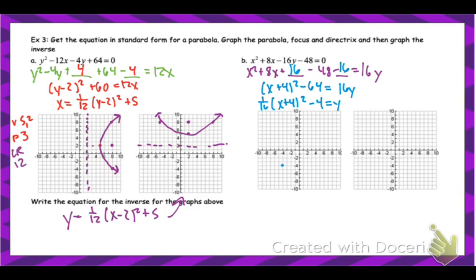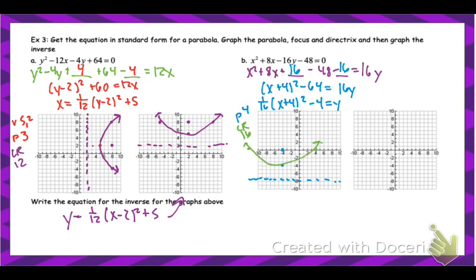Sorry about that. It's going to open up. It's going to have a p-value of 4. So there's focus. There's directrix. Then I just need that latus rectum to get my last 2 points. That's going to be 4p, which is 16. So I'm going to go 8 and 8.